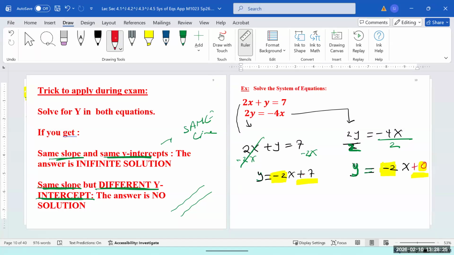They have the same slope, so they're parallel, definitely. And a different y-intercept means we are guaranteed that they will never intersect. So this is this condition. So the answer is no solution.